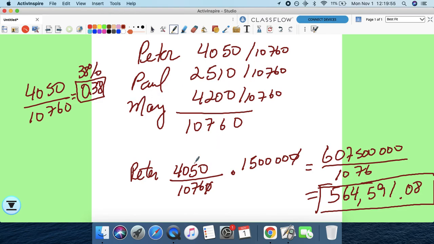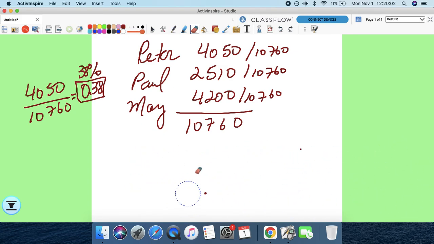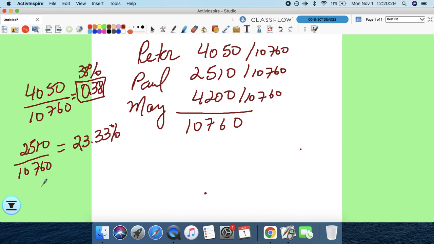So now Paul, you would repeat the same process. Again, just to get an idea of what percentage of the company Paul owns, you divide 2,510 by 10,760, and you get that Paul owns about, rounded, 23.3233. So 23.33% of the company.